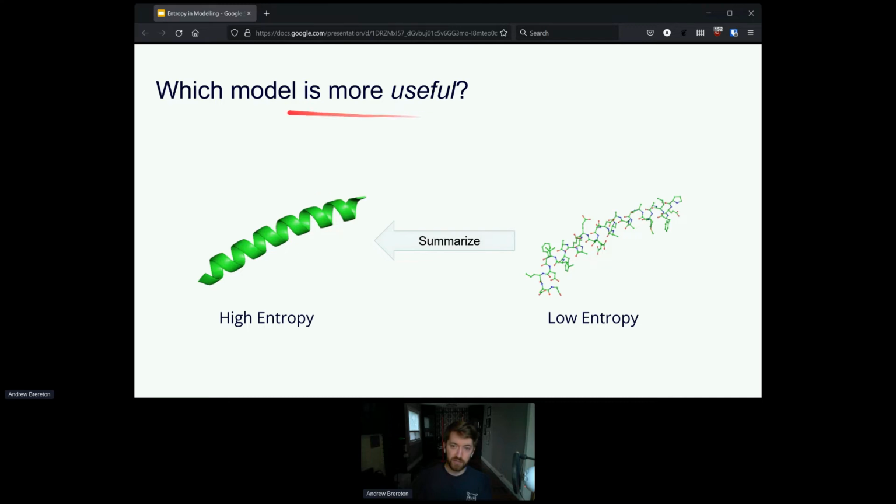But ultimately, that's why the question of which is more accurate or which is more correct is not as interesting as asking the question, which model is more useful? And importantly, the answer to the question, which model is more useful, is always going to be subjective. It depends what you intend to use the model for.